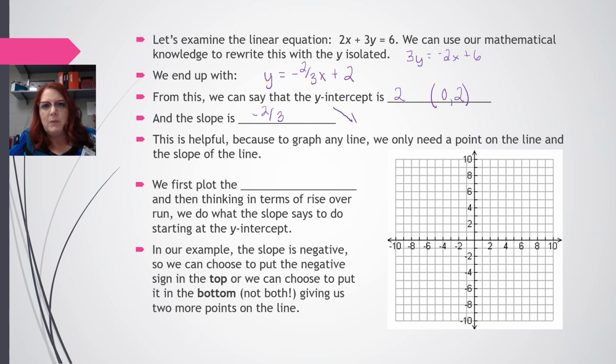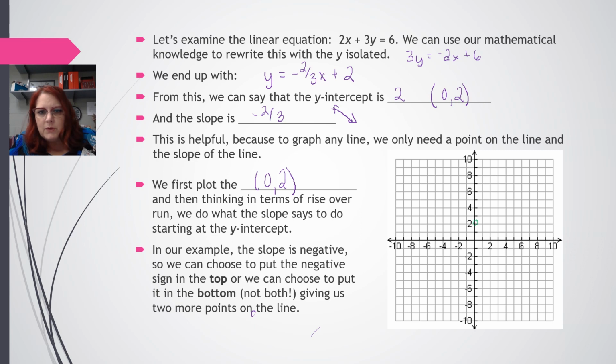And it's negative, so we know when we draw it, it's going to go that direction. This is helpful to graph this, because we only need a point on the line and the slope. So first we're going to plot that y-intercept of (0, 2), right there. And then we're going to do what we do with the slope. Since it's negative, we can put the negative in the top, or we can put it in the bottom, but we can't do both. So I'm going to choose to do it in the top.